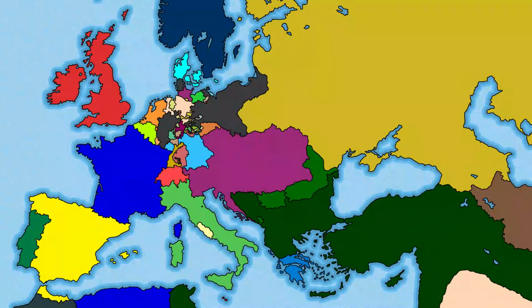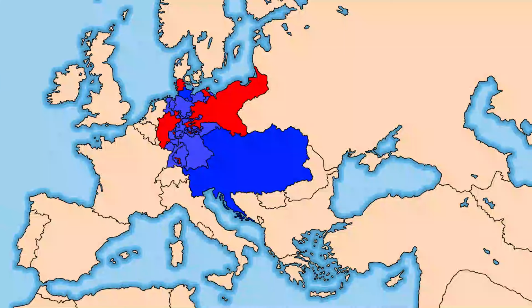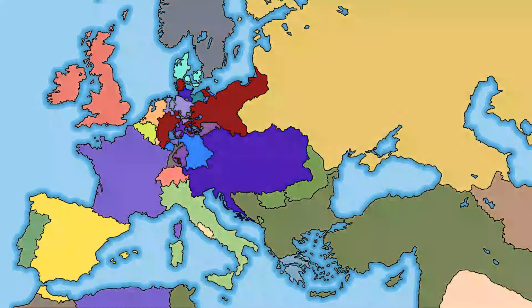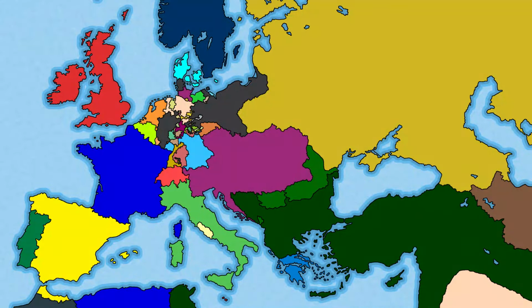In 1866, due to a dispute in Schleswig-Holstein, the Austro-Prussian War between, well, Austria and Prussia broke out. As a result of that war, Prussia annexed many Austrian allies in the north, while creating the North German Confederation, which it would conveniently lead.